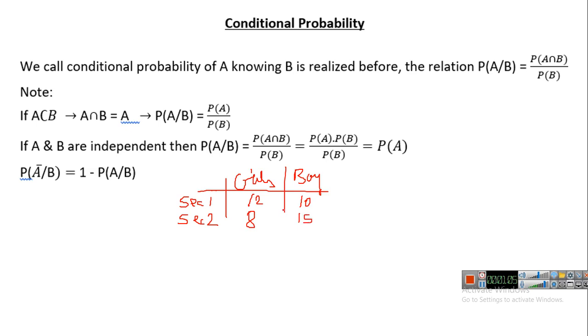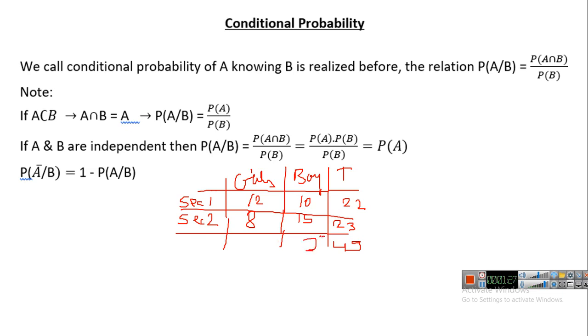So directly you can put the total. Always I advise you when you have a table to put the total for all. So here the total is 22. Here the total is 23. Here the total is 45 of all. How many boys I have in the two classes? I have boys 25 and girls 20.